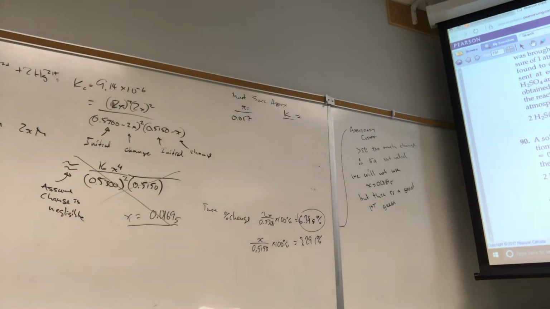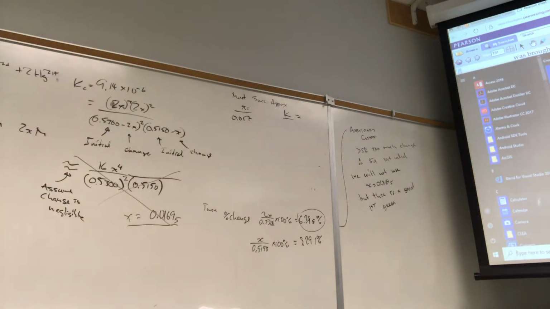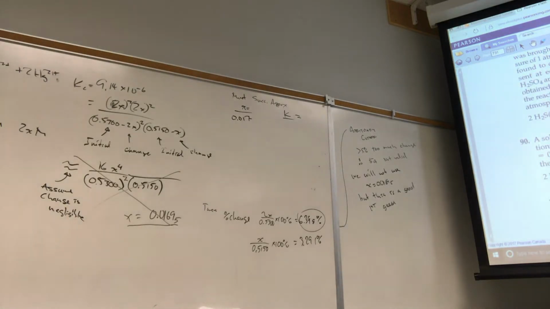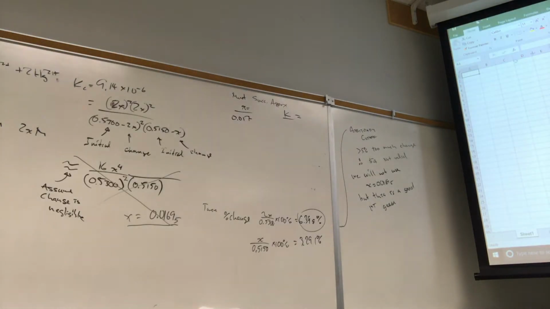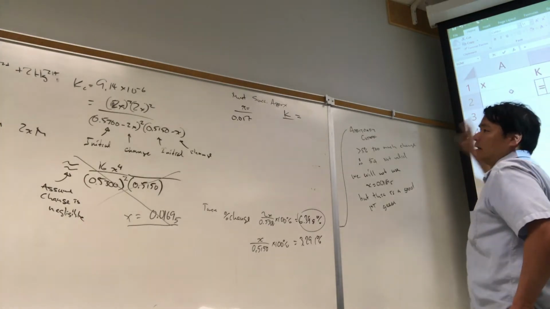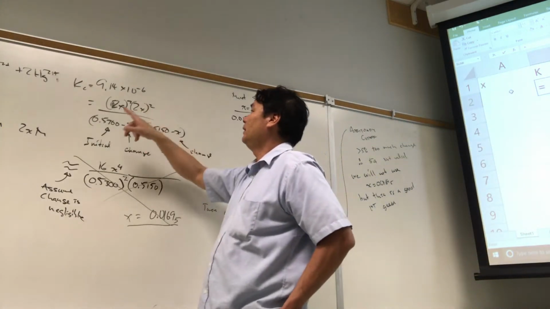Now, repetitive calculations like this are best done in Excel. If you have Excel at home, what we normally do is set up a table like this, and then we'll put in x, and over here we'll put in K like this. Then in Excel we type in a formula for K. And so the formula I'm going to type in is equals.